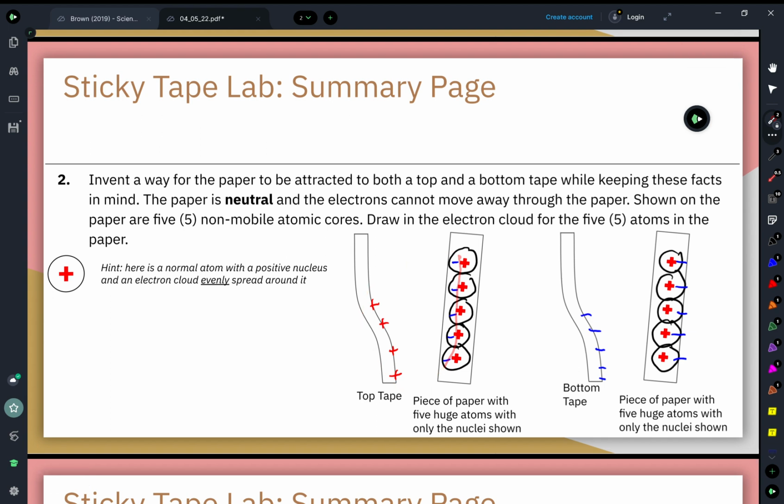When we're inventing a way for the papers to be attracted to both, we need to keep in mind the fact that those positive charges can't move. And we're not really gaining or losing any charge because those negative charges can't go anywhere. They're not touching anything. But they can be moving their orientation in the atomic core, or at least the cloud around the core, to have that charge distributed around.